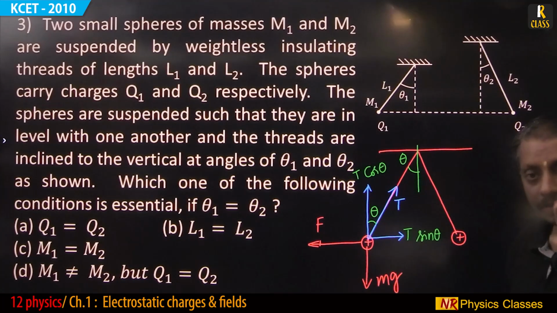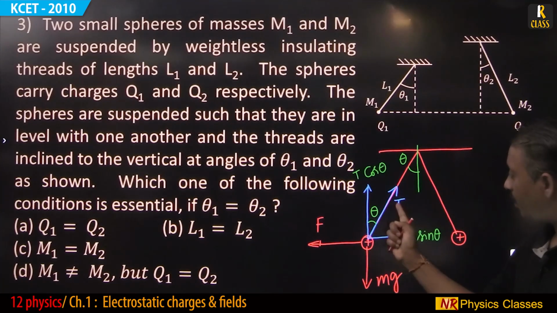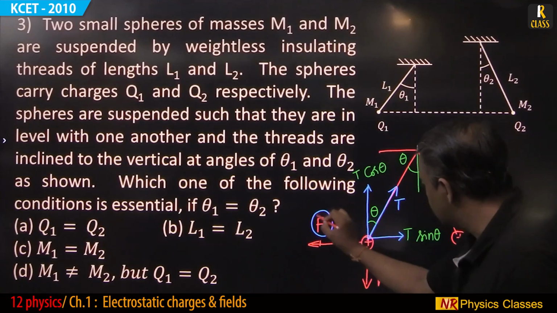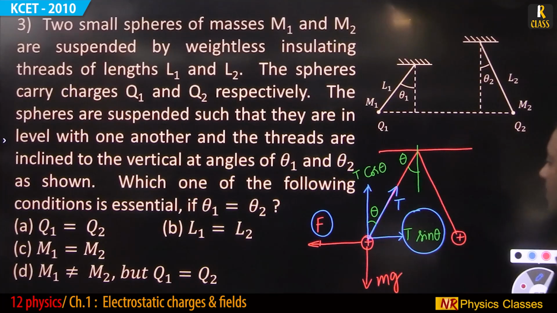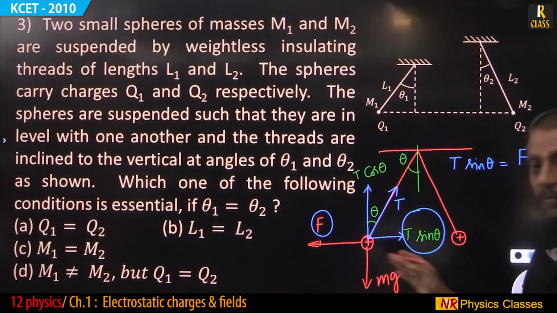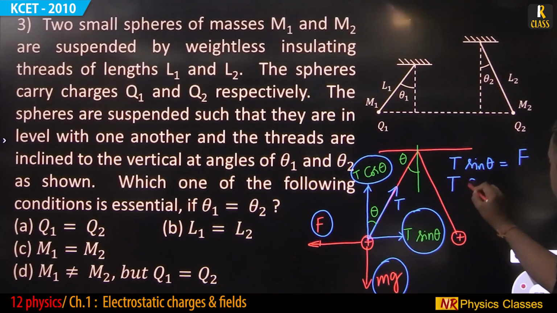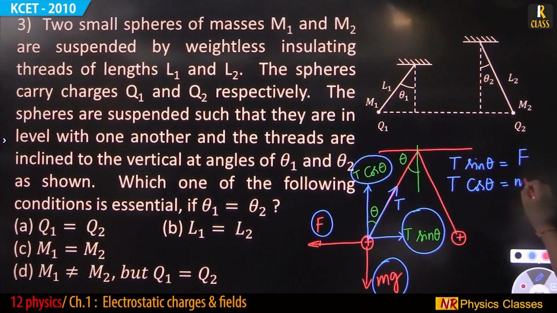So first we found three forces, F, mg, tension. Then tension is resolved into two components, T cos theta, T sin theta. If this system is in equilibrium, then this force is equal to T sin theta. So we can write T sin theta equal to F, Coulomb's force. And vertical components are equal. T cos theta should be equal to mg. So this is how to get equations.